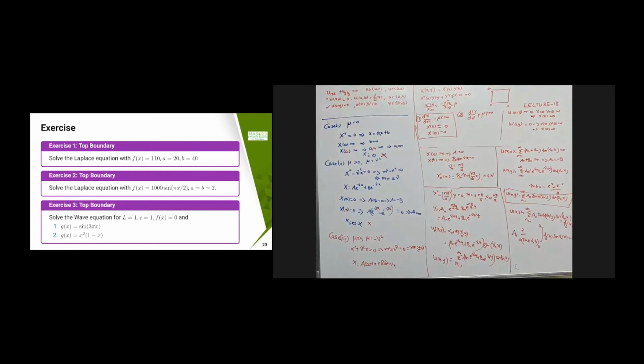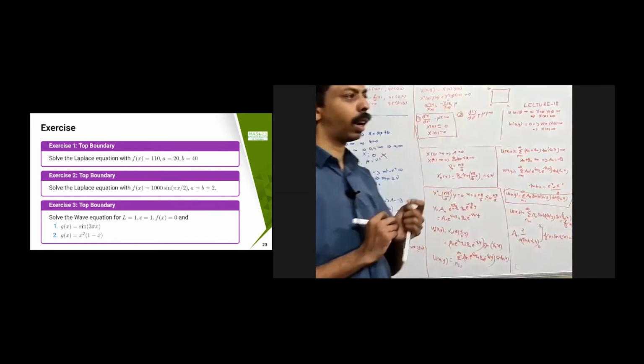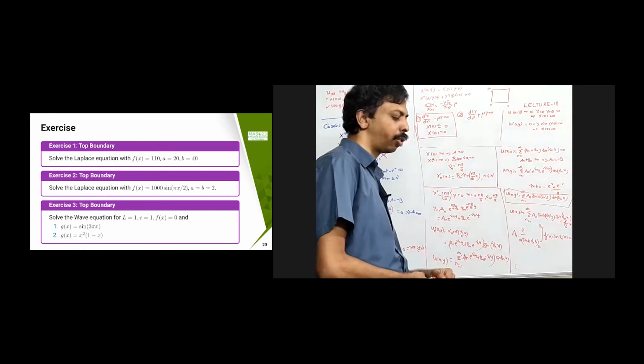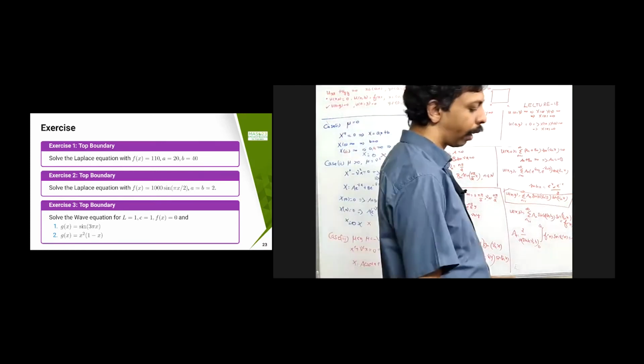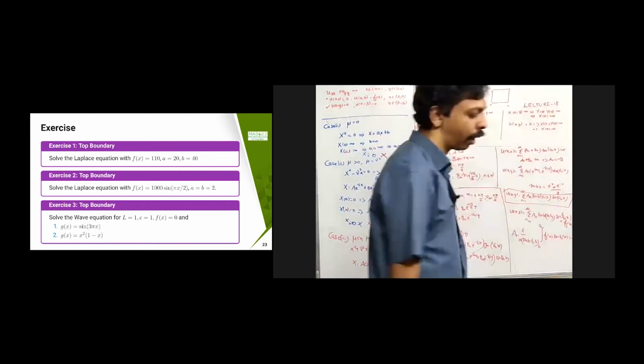Now next one, this is for the wave equation. For the wave equation, once again you can take f of x equal to 0, and g of x equal to sin 3πx, and g of x equal to x squared (1 minus x), and then you can solve the problem. You can find your solution, your an's and bn's, and then calculate it. An is going to become 0 because f of x is 0. Only bn will be there, so you can estimate bn using this Fourier series expansion, and then you will get the answer.